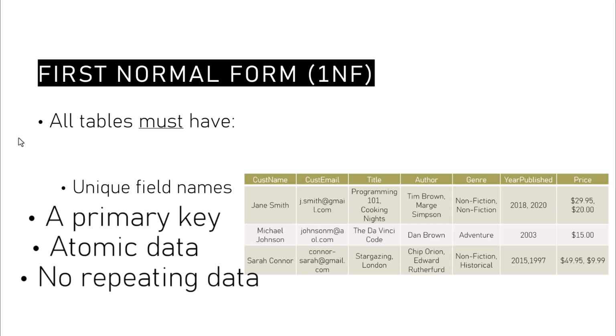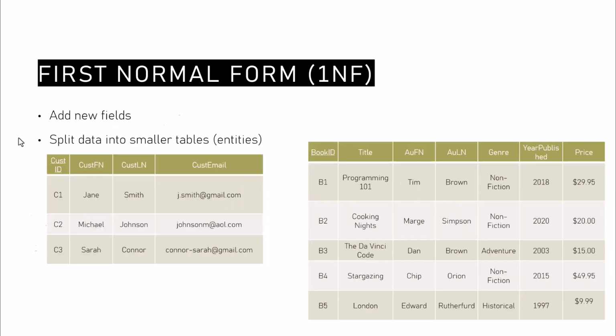If I wanted to look up all the books by Marge Simpson, for example, there is no entry in this table for Marge Simpson. The entry is Tim Brown, Marge Simpson. And I'm not going to be setting up an SQL query to search Tim Brown, Marge Simpson when I only want one person's name. So the first thing we need to do is add a primary key.